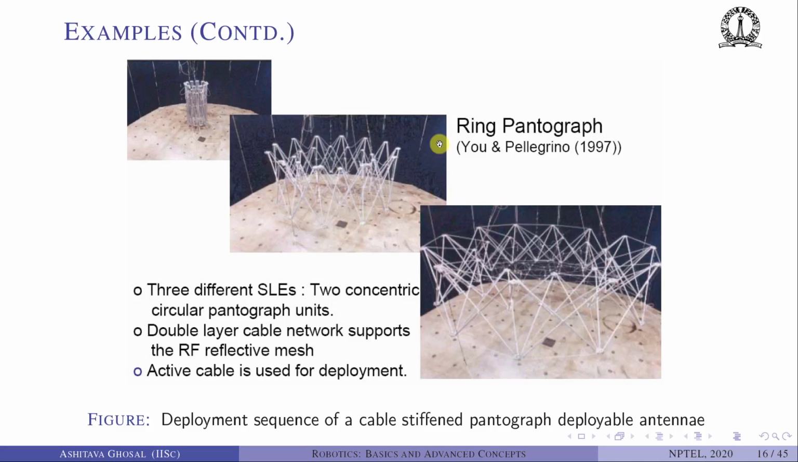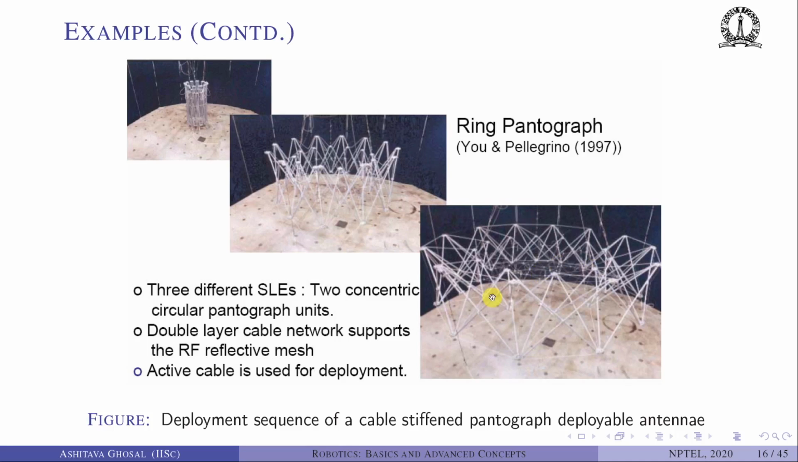We can also organize these SLE structures. SLE stands for scissor-like element, in the form of a circle. So we can have 3 different SLEs, 2 concentric circular pantograph units. As you actuate them, as you can see, initially it is very thin and collapsed and looks like a tube, and then as it actuates, it becomes bigger and bigger, and then finally it looks like an antenna. So this can be used to make a deployable antenna.